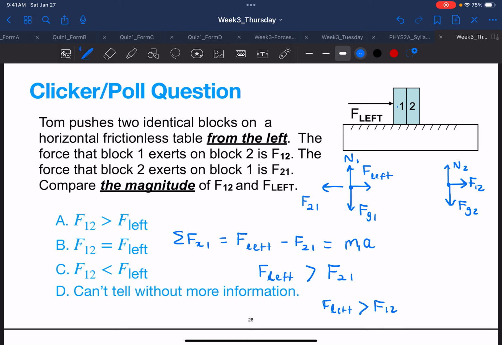So that is going to be option C. All right.